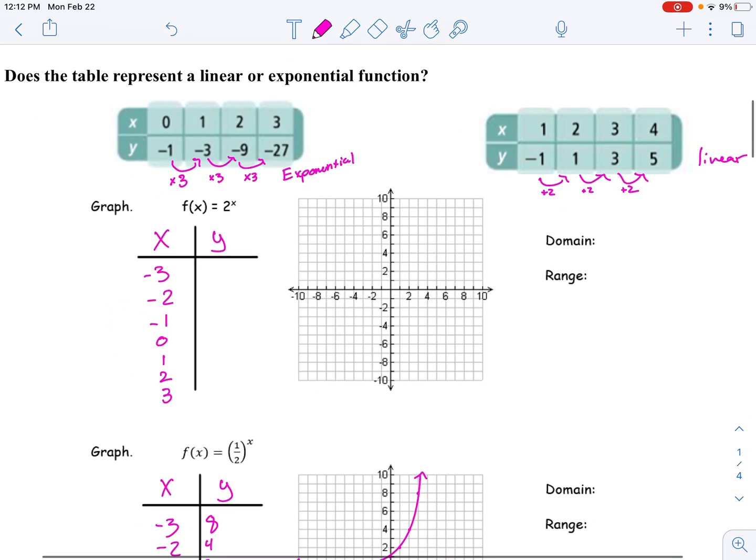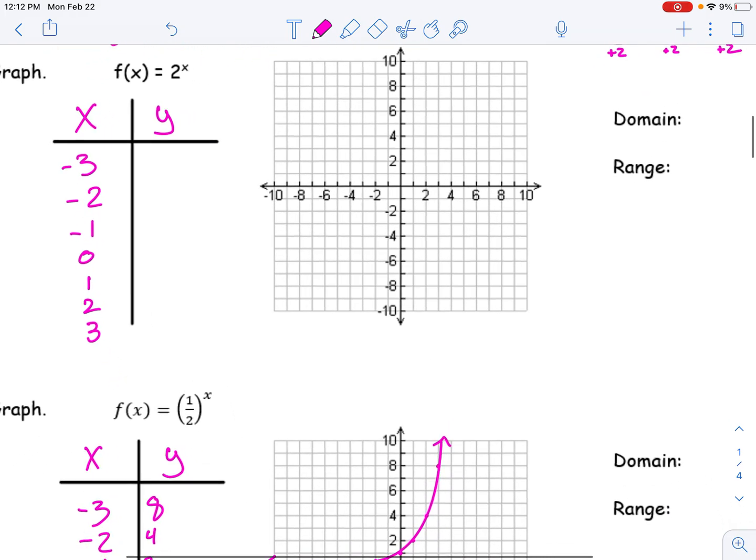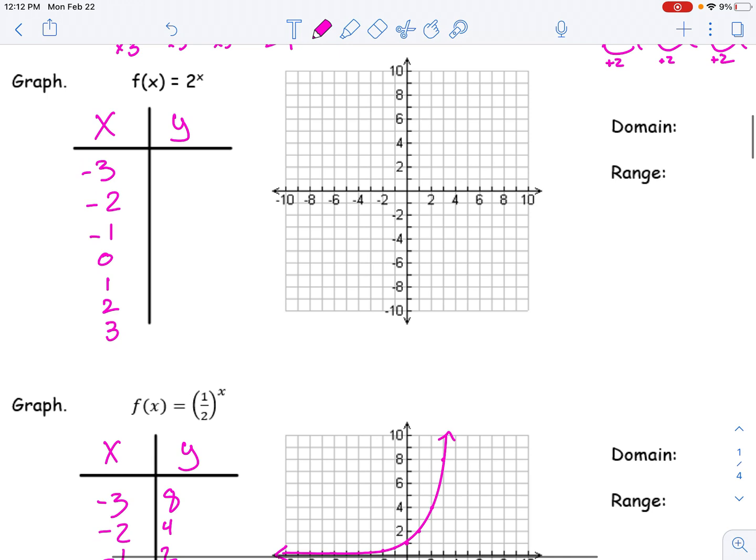Okay, let's get into some graphing here. This is what an exponential function looks like. You always have an exponent, or sorry, your variable is always an exponent. And we're just going to plug things in. Actually, let's start with 0, because 0 is easy. 2 to the 0 power is 1. 2 to the first power is 2. 2 to the second power is 4. 2 to the third power is 8.